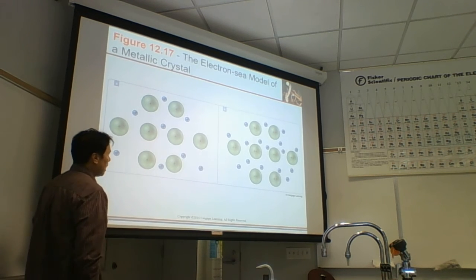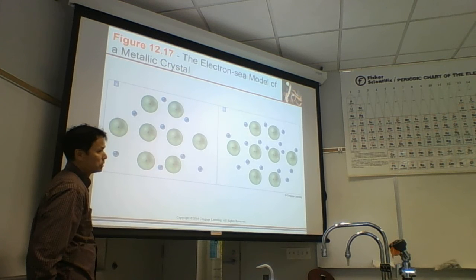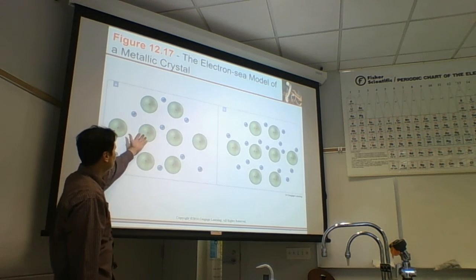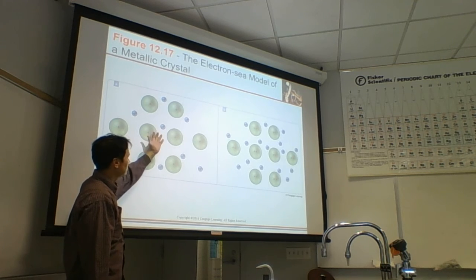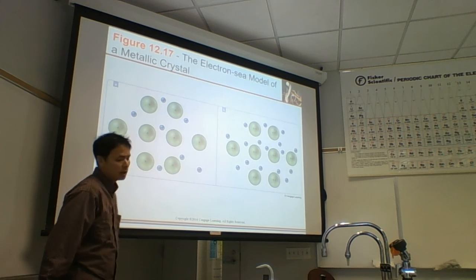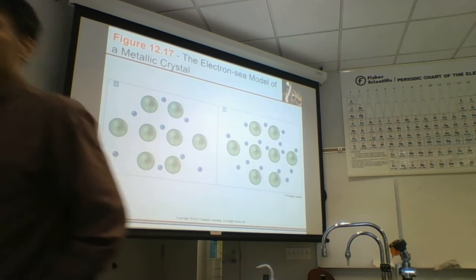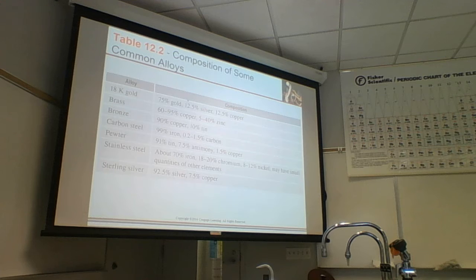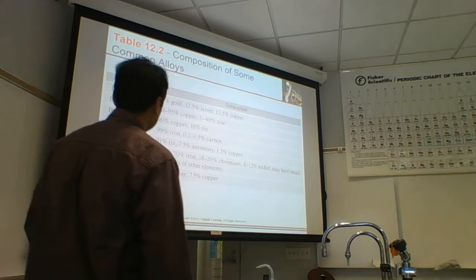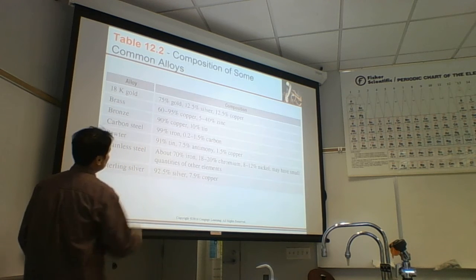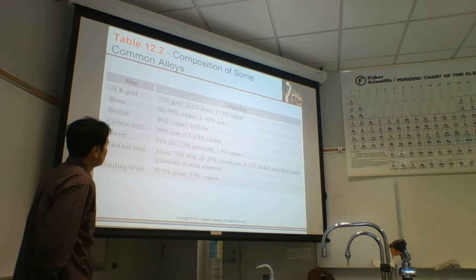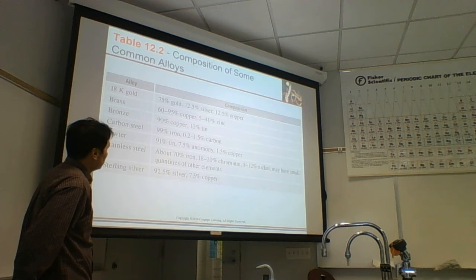Now, alloys can have variable composition, and so they aren't compounds. Compounds would have fixed composition, so it depends on how many sodiums I remove and how many potassiums I put in its place. It can have varying degrees or varying compositions of potassium in there. And so that's what we're going to see for alloys here. And let's take a look at some common alloys, like 18 karat gold, 75% gold, 12.5% silver, and 12.5% copper. So we'll be taking some of the atoms out and substituting other atoms in.